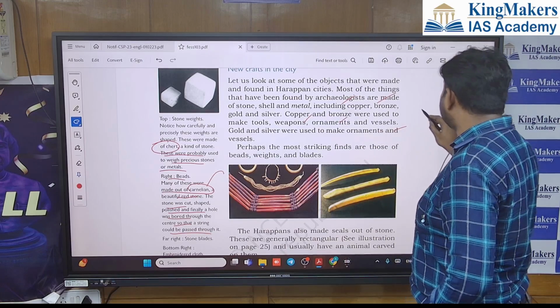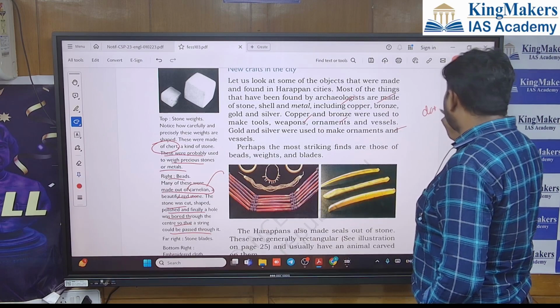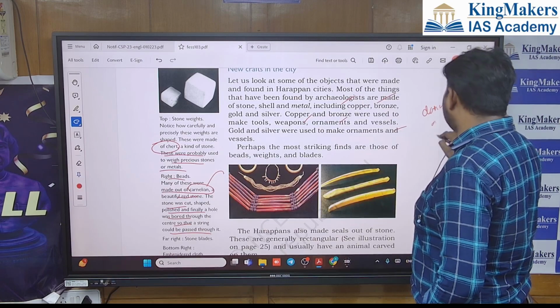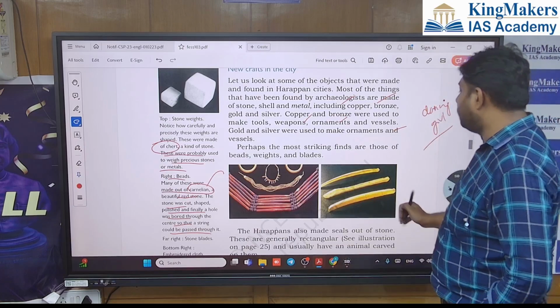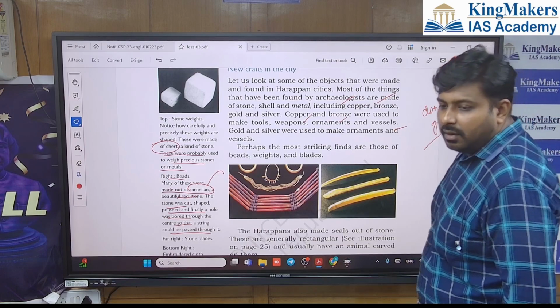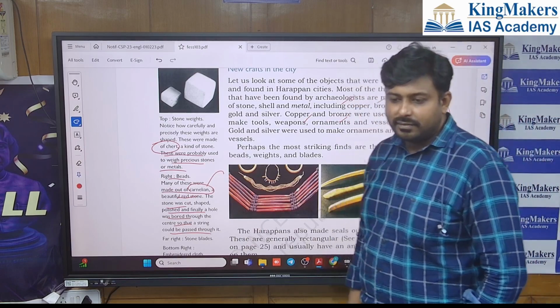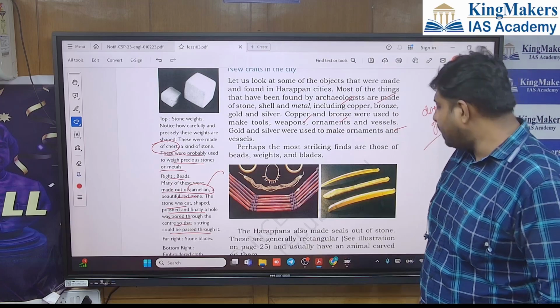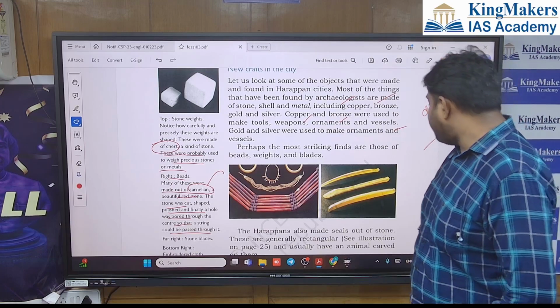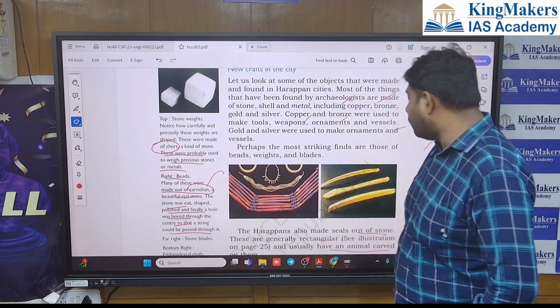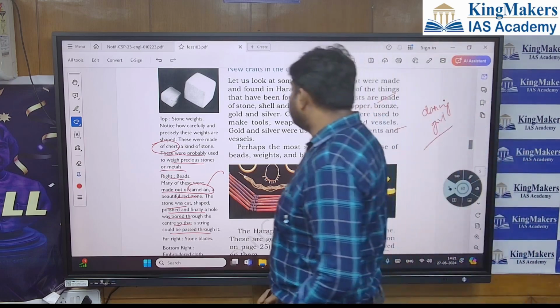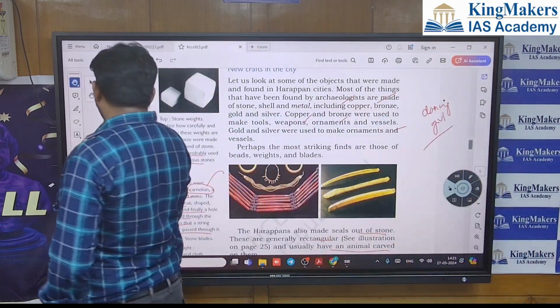You would have heard about this dancing girl. No? We will be covering this again, but still the basic dancing girl structure, all these things. Okay, in the museum, National Museum, it's there, right? Exactly. Very good. So Harappans also made seals of stone. These are rectangular, usually have an animal carved on them. Okay, so these are all some points. Okay, right.